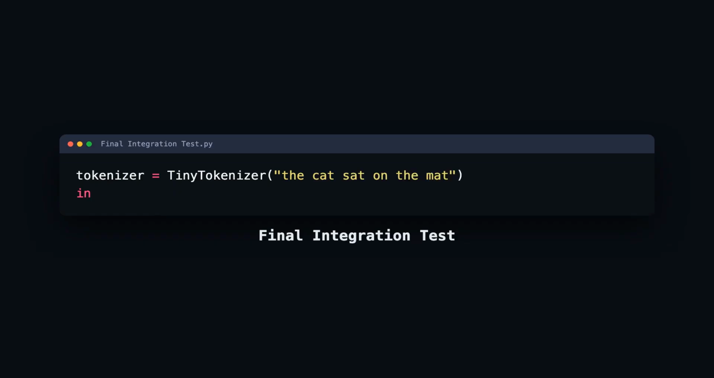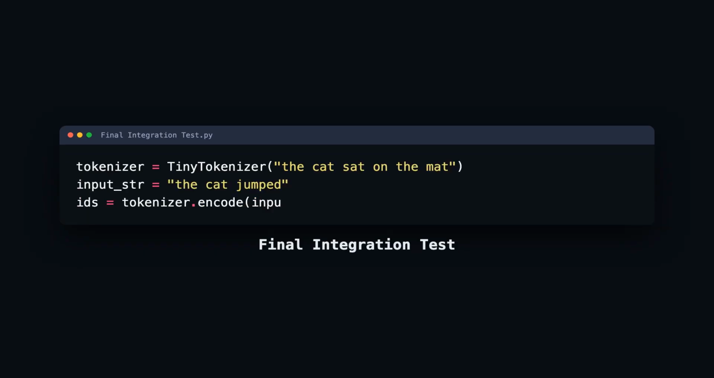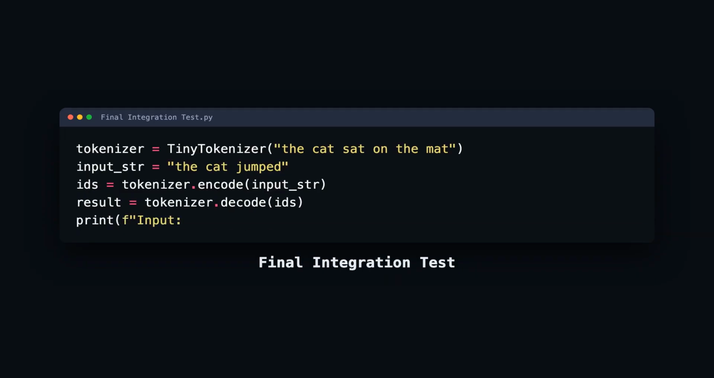Now we put everything together for a final test. We initialize our tokenizer, encode a new phrase, and immediately decode it back. We can see that known words are preserved, while unknown words are handled gracefully. You have now built the fundamental input pipeline of an LLM using nothing but pure Python. This is the exact logic, albeit scaled up, used by GPT and Llama.